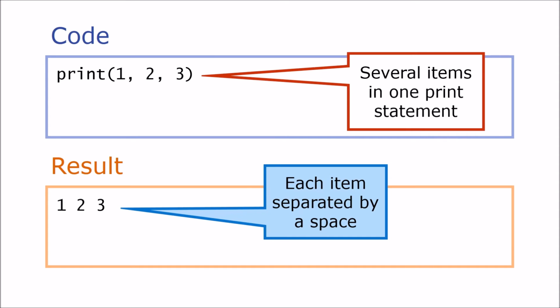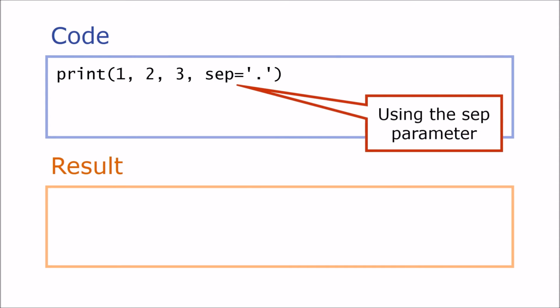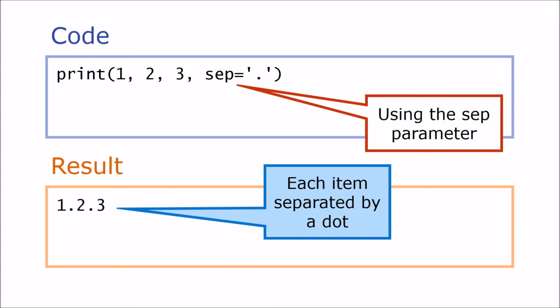You can use the sep parameter to change the way the data is printed. Whatever string you pass in as the sep parameter will be used instead of a space to separate each output string. For example, if the sep string contains a dot, the output strings will be separated by a dot.